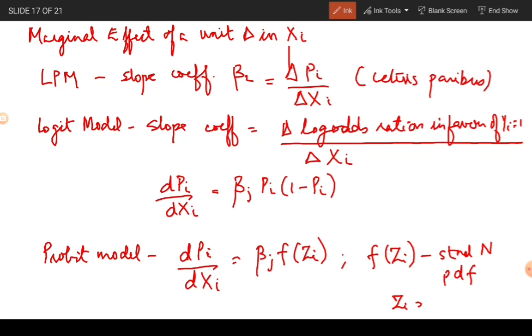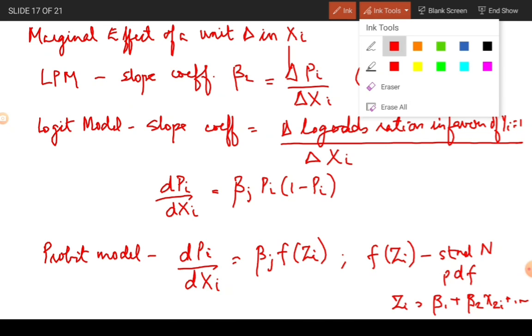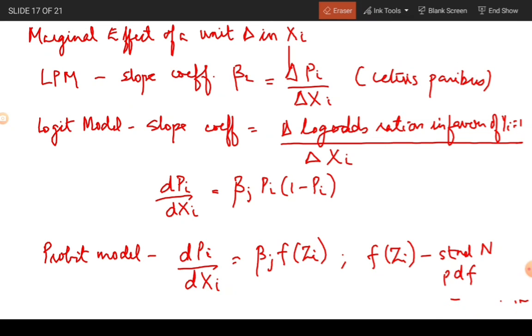where zi is equal to beta 1 plus beta 2 x 2i and so on, depending on how many variables you have. So if I write it in general terms, zi is equal to beta 1 plus beta 2 x 2i plus beta 3 x 3i, etcetera, up to beta k x ki.